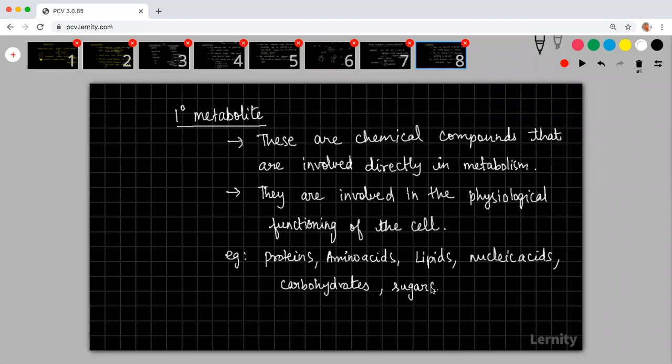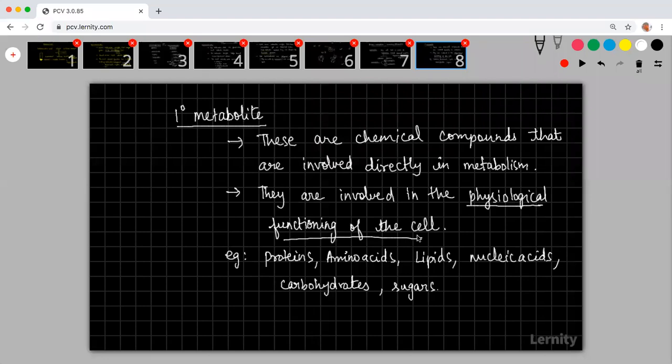Using those components, your body will be built up, which means they are involved directly in the physiological functioning of the cell. If I eat chapati today, chapati has carbohydrate, which will break down into sugars, and sugars are used to build up glycogen. The starch which is broken down, the sugars, and the glycogen formed from it, all these three things come under primary metabolites.